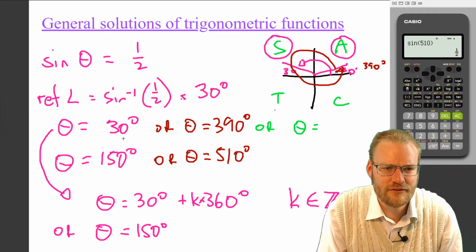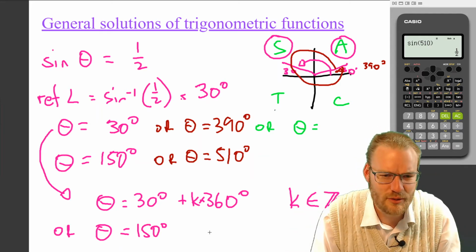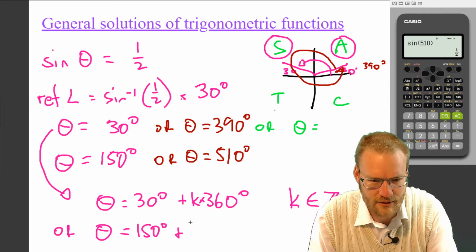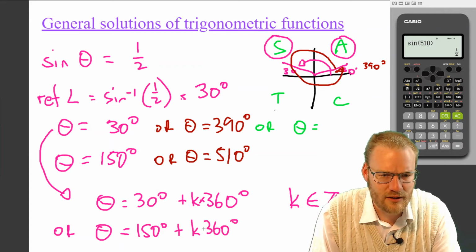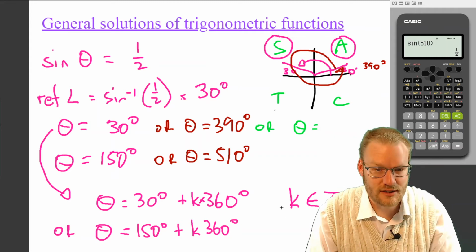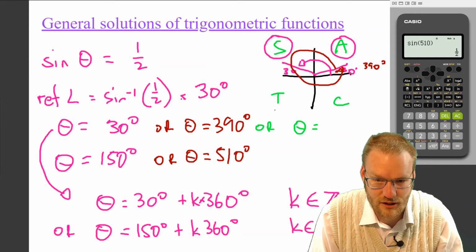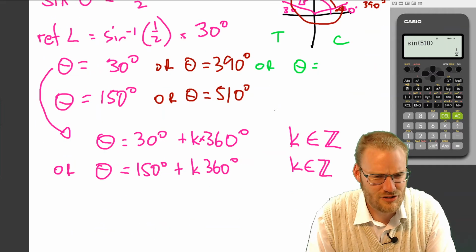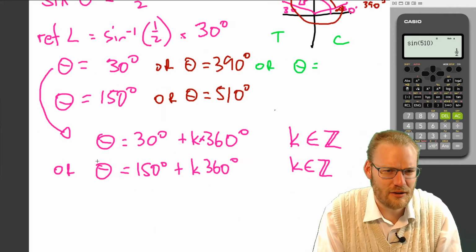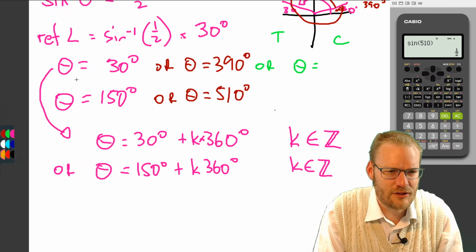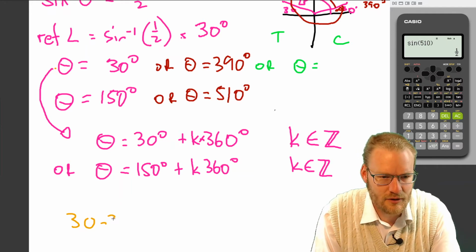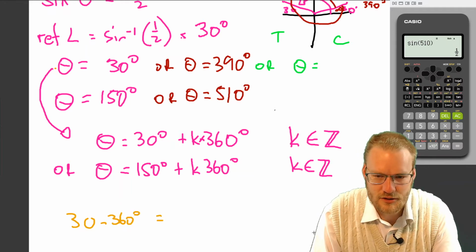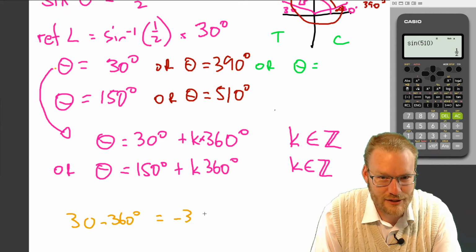And this 30 and 150, we got there using the methods we've been using so far. And we're saying we can add in 360. Well, we can add 1 times 360 or 2 times 360. And again, k is an element of the integers. Now, integers means that we can go backwards as well. So let's have a look at some other solutions. So from this first one, 30, what happens if I go backwards by 360 degrees? So I think that should give me minus 330.